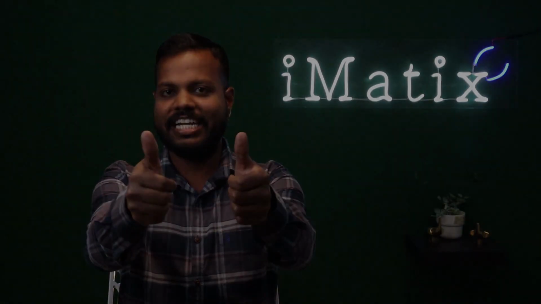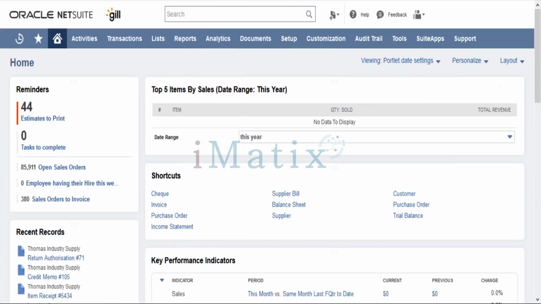So let's get started. Today we'll start off with the accounting preferences. Depending on the features that you have enabled, it will drive what are the preferences that you would like to have once the features have been enabled.